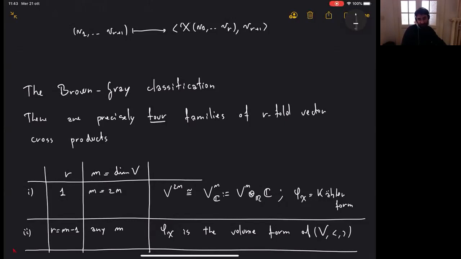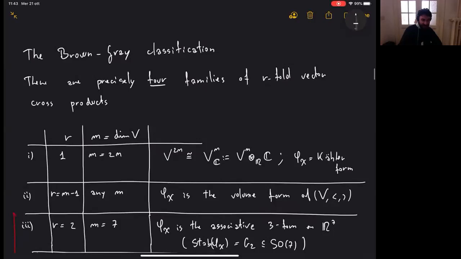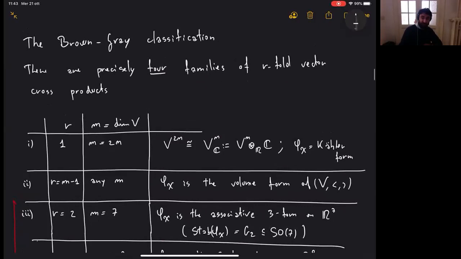And then there are still other two examples, since I'm anticipating that the examples are four. The third one has R equal 2 and m equal 7. And in this case, phi chi is a three-form, and it is the associative three-form on R7. So it is that particular three-form on R7 whose stabilizer is the exceptional group G2.